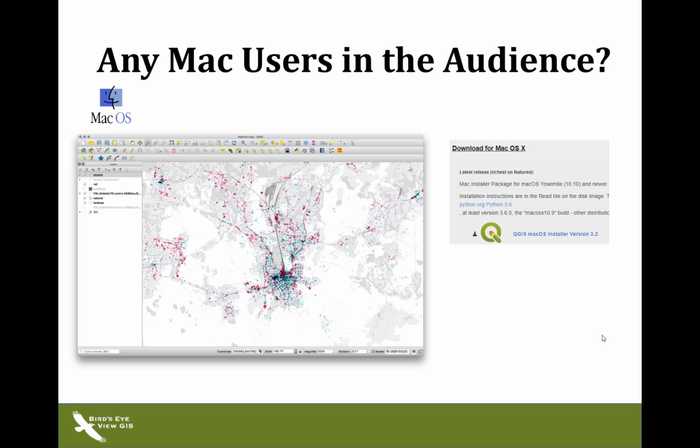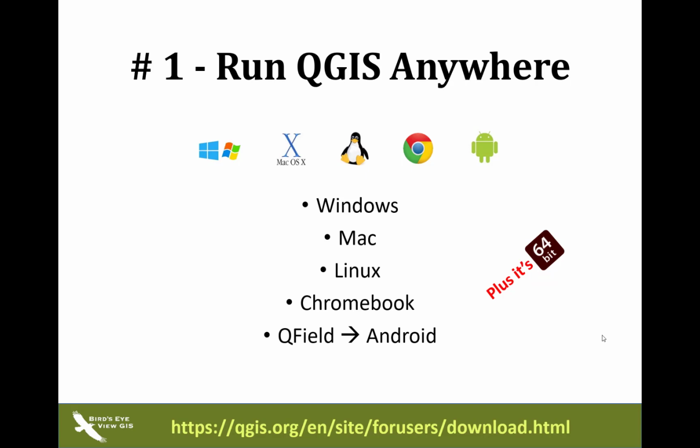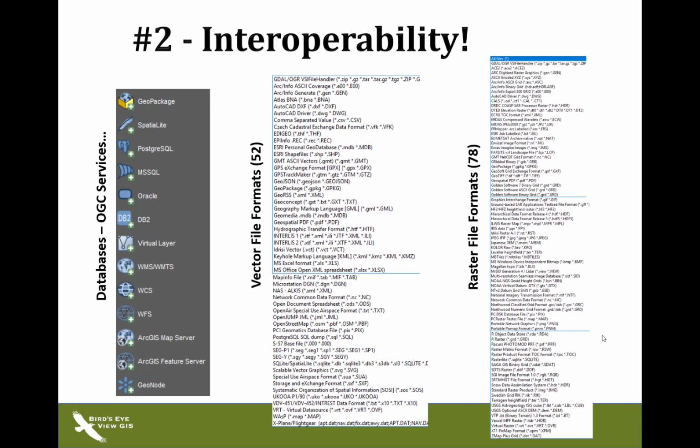So this is the first thing I asked people at the NMGIC meeting: are there any Mac users in the audience? And I imagine there's some people in the class who are Mac users. And the good news is that if you're a Mac user, you can run QGIS natively on your Mac. You don't have to install Boot Camp or anything like that. You can just install it. And we've been through this, all the different operating systems that QGIS will run on, plus it's 64-bit. So that's reason number 1.